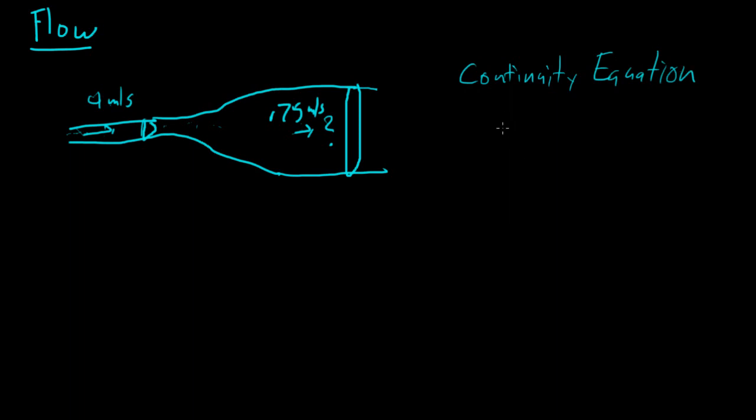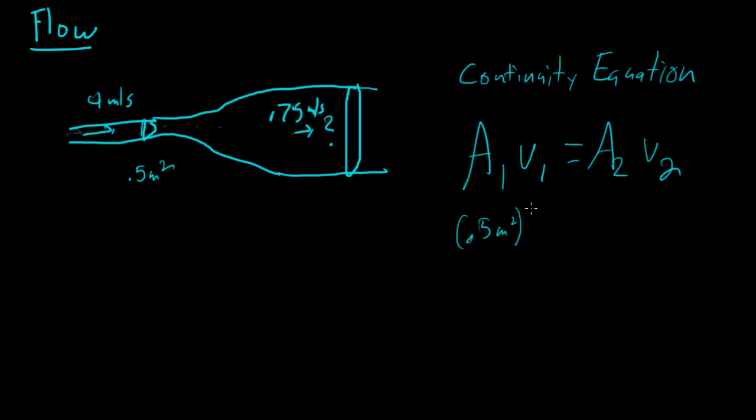And this equation says the cross-sectional area 1 times the velocity 1 equals the cross-sectional area 2 times velocity 2. So let's say this was 0.5 square meters, half a square meter. And then we said it was going at 4 meters per second. And then we don't know how big that is. And we said it was going in that over there, 0.75 meters per second.